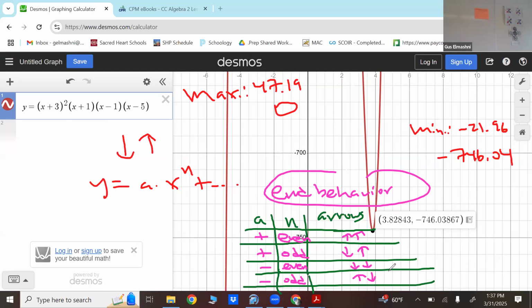There's 4 scenarios. A and N are 2 separate things. A is the number in front, N is the highest exponent. So when that's positive, that's even, expect this. When that's positive, not expect this.